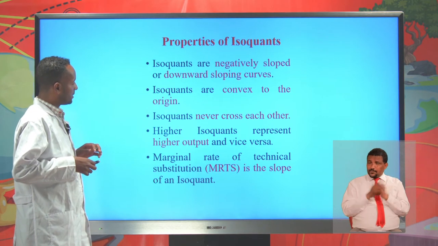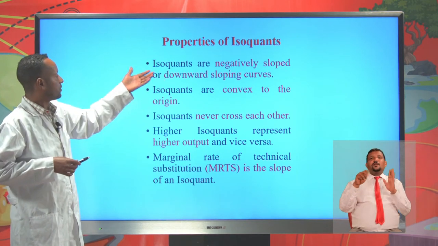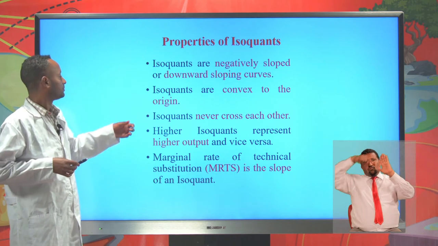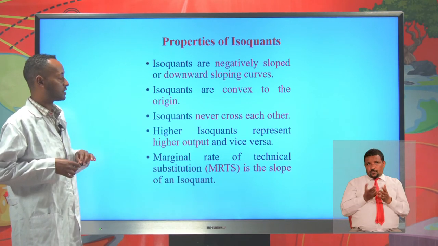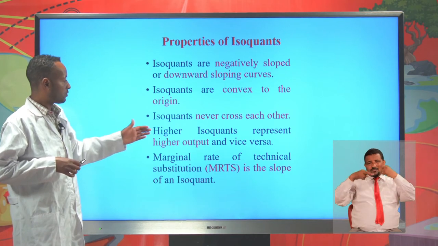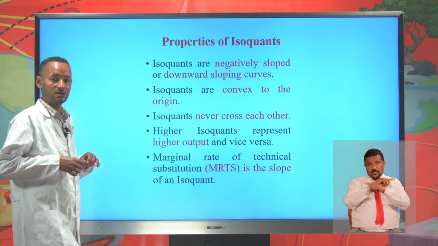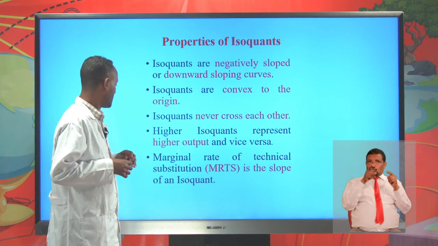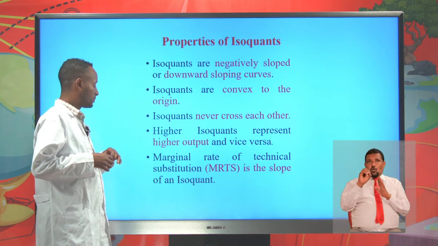Okay. This is about the properties of isoquants. Isoquants are negatively sloped or downward sloping curves. Isoquants are convex to the origin. Isoquants never cross each other. And higher isoquants represent higher level of output and vice versa. Vice versa means the opposite holds true. That means lower isoquants represent lower outputs.